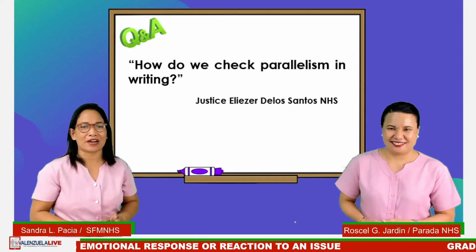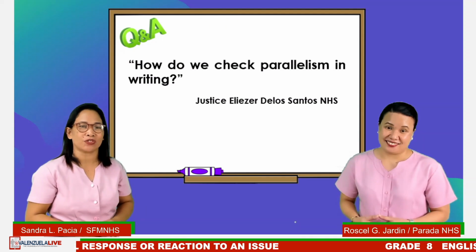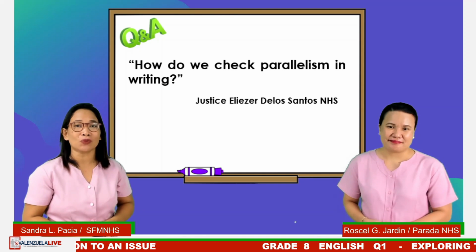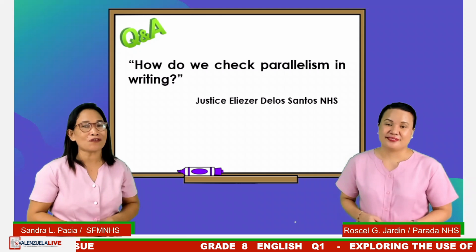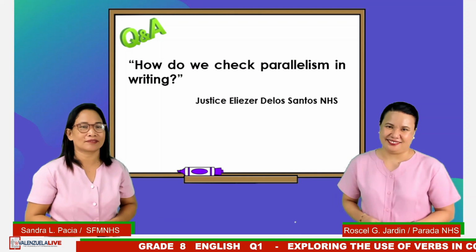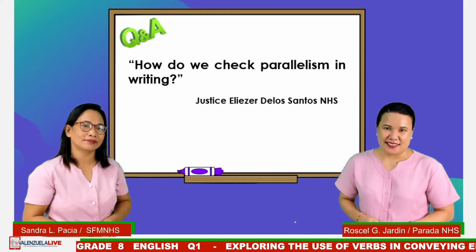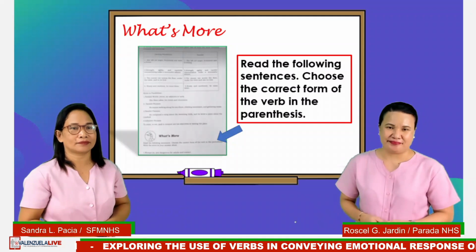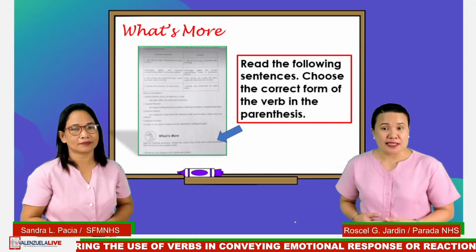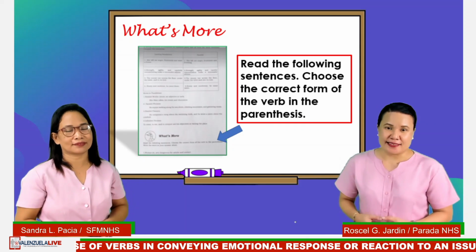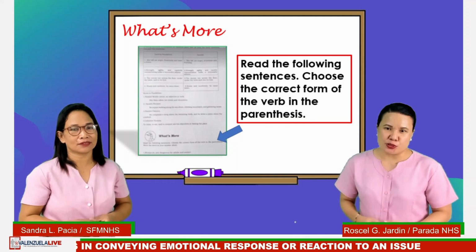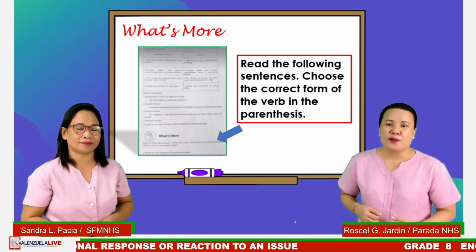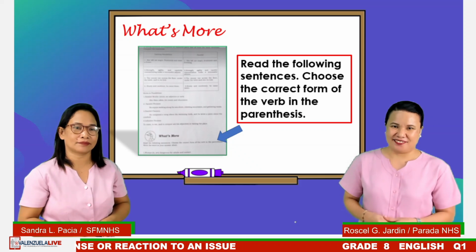We know there are still more questions left unanswered. Don't you worry, because your subject teacher will be the one to answer those questions during your follow-up discussion. This time, let us give you the directions that you need to do in your module. Under the What's More activity, you are going to read the given sentences. Then choose the correct form of the verb in the parentheses. And finally, write the word in your answer sheet.